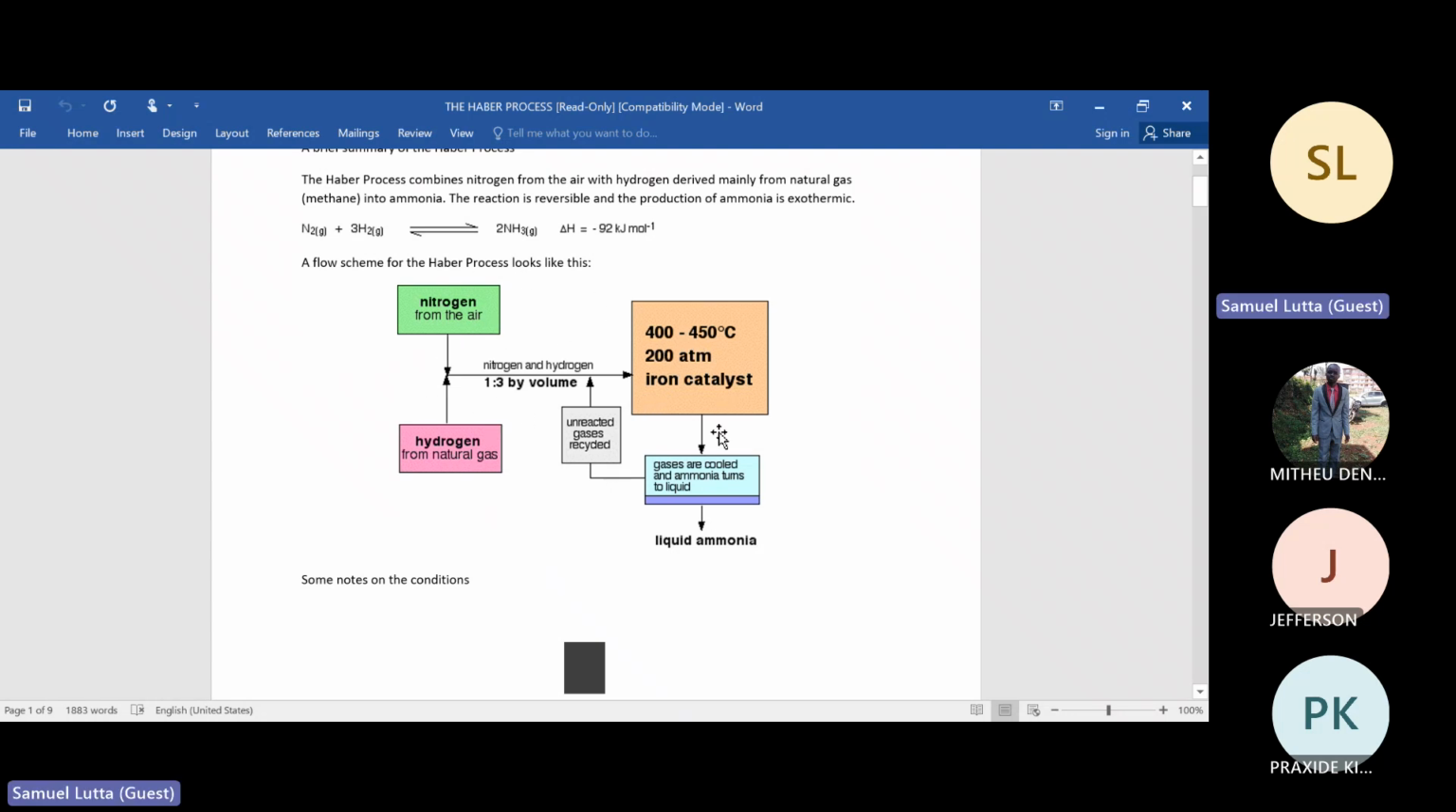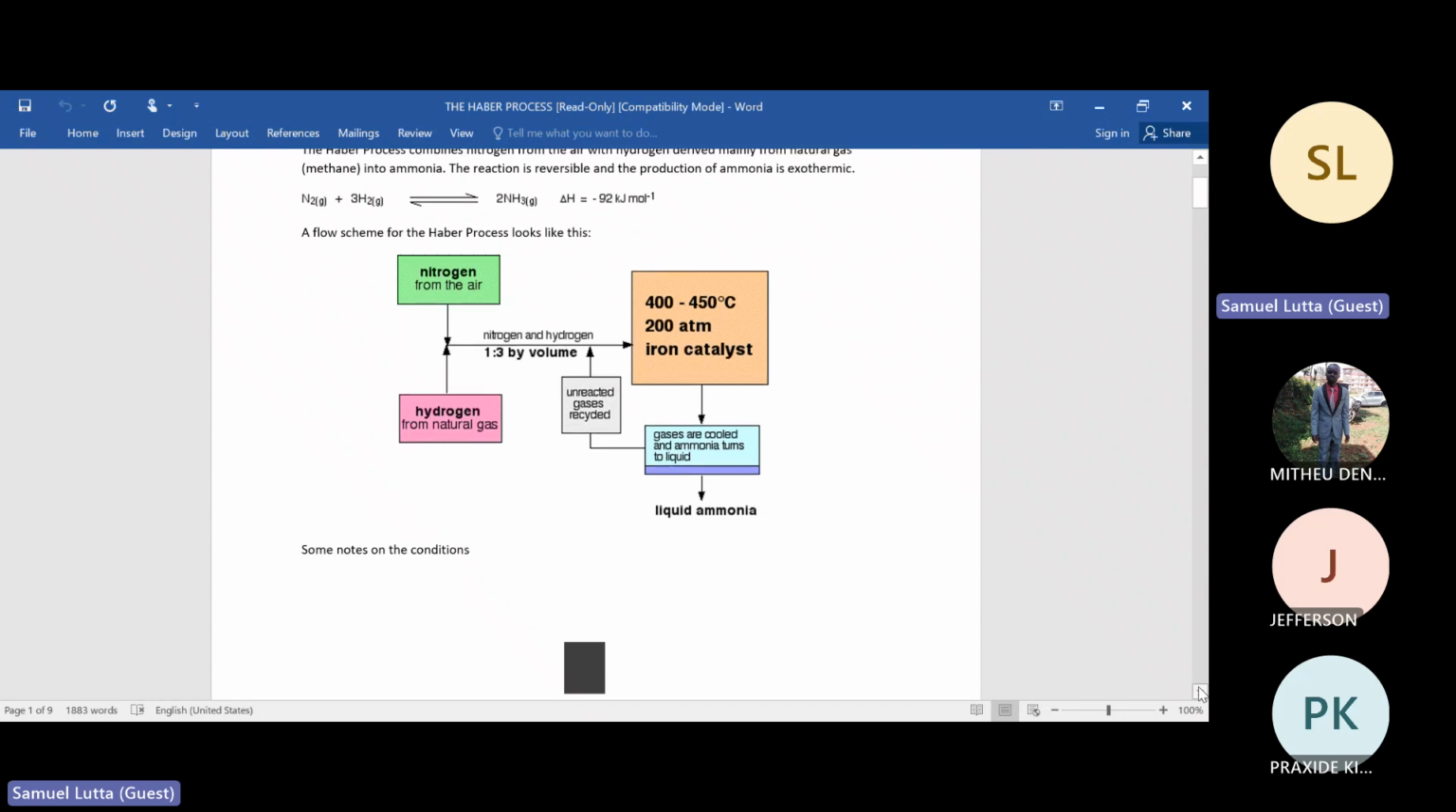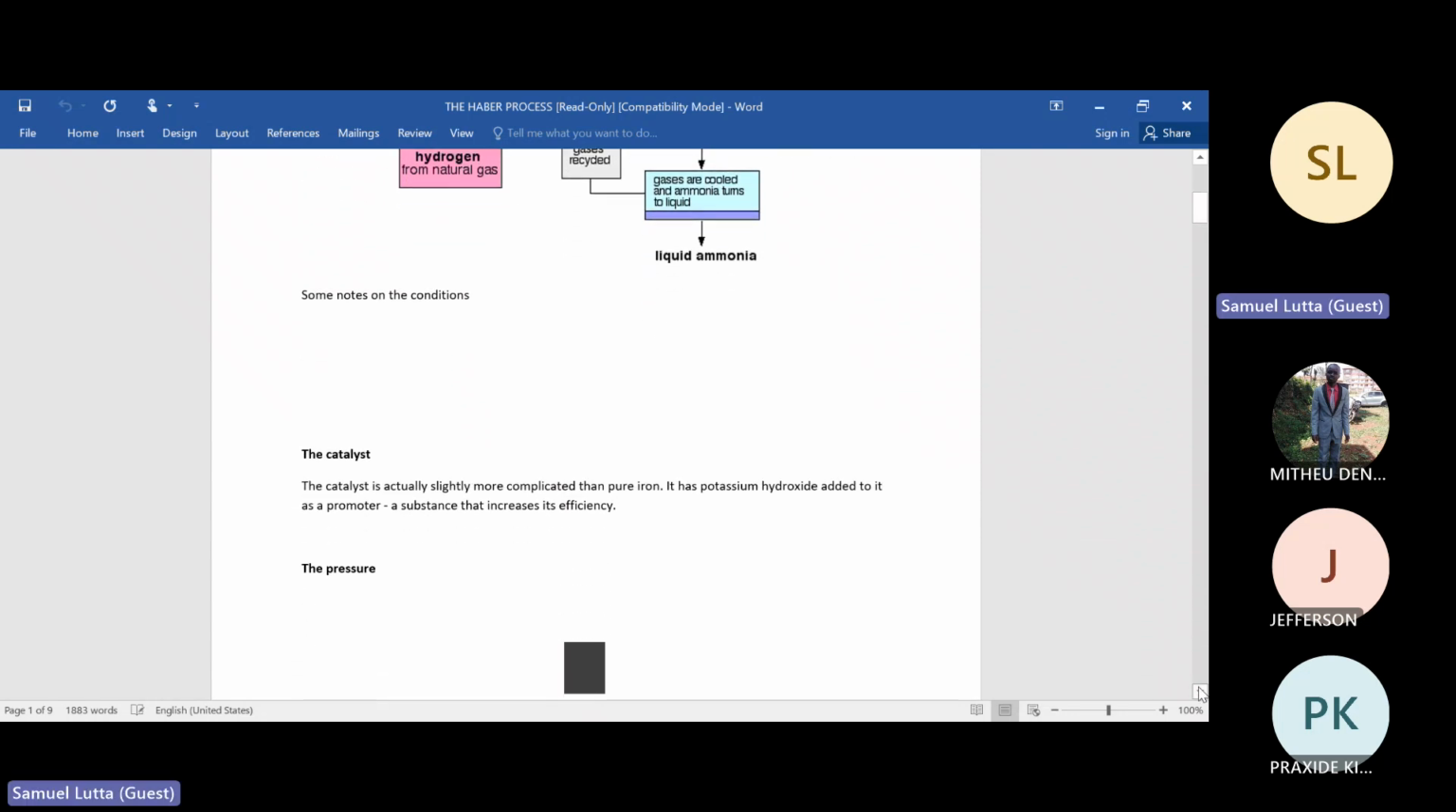So when the two mix, you can get your ammonia, which you can cool to get liquid ammonia, and then any excess hydrogen. The gases are mixed in the ratio 1 to 3 by volume, but in case you have any unreacted gases, they can be recycled to form the product.